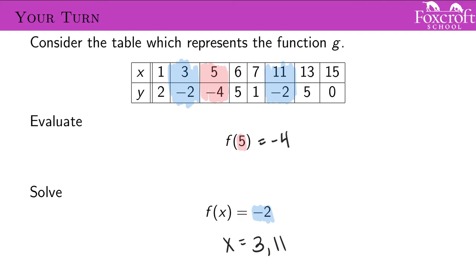And these are the solutions I got. So f of 5, again, in the parentheses, that's my x value. So I look at that red column that I highlighted. When my x value is 5, my y value is -4. So f of 5 equals -4.